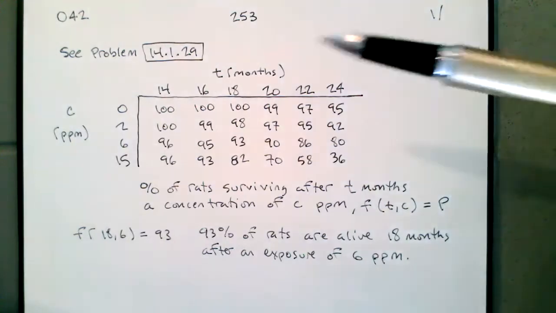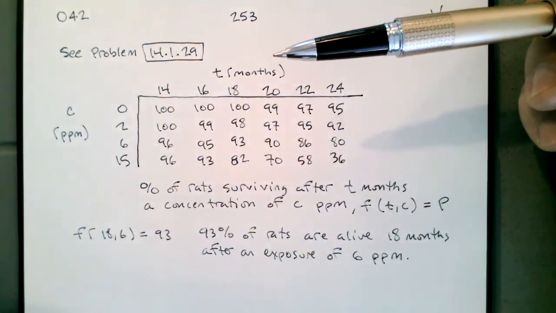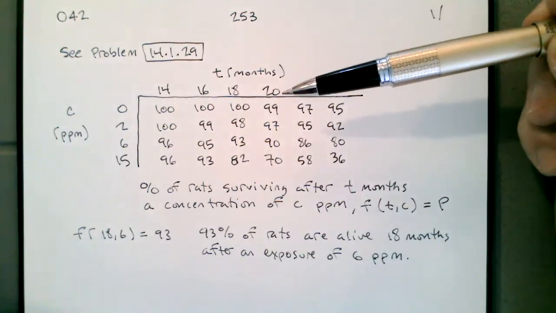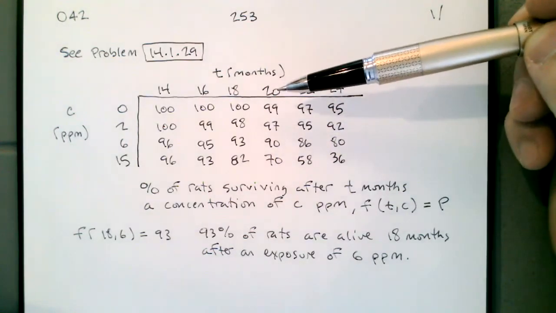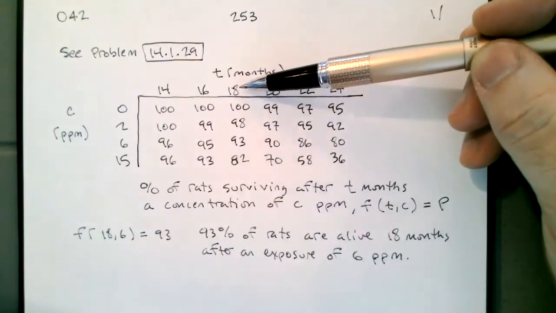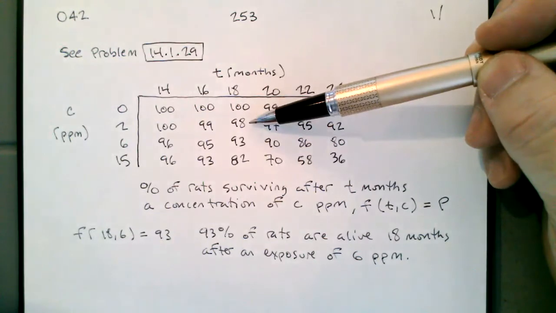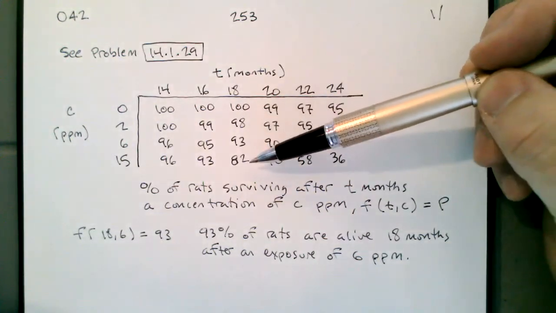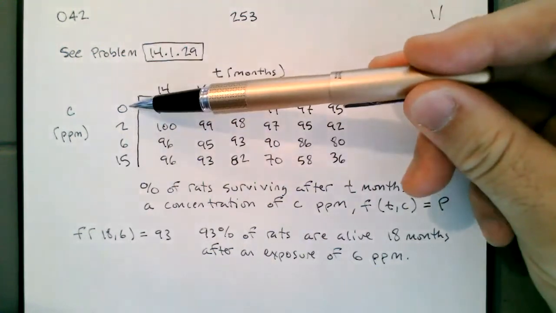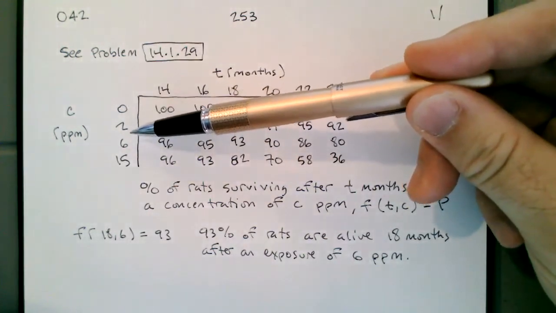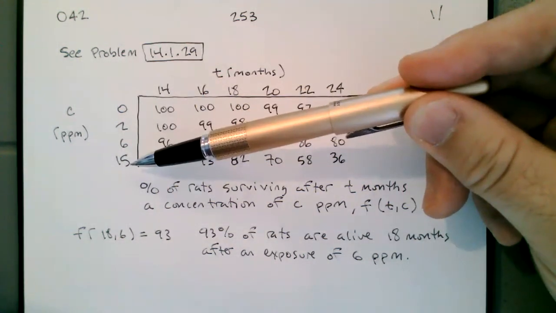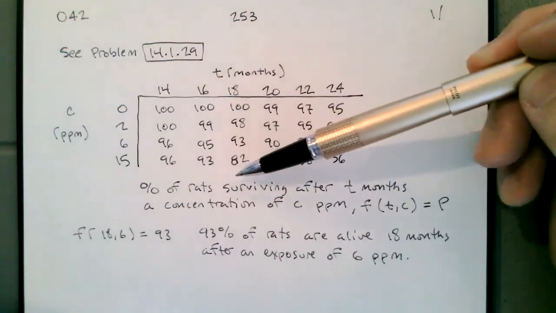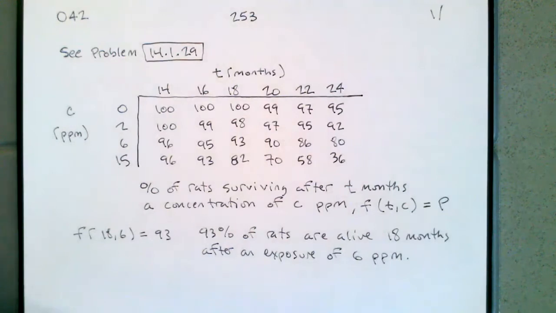So notice that if I pick a fixed value of time, the amount of decrease is not constant. So at a fixed time of 18 months, we go from 100 to 98, and then from 98 to 93, and then from 93 to 82. But then we have to look at how things are changing. It goes from 0 to 2, that's an increase of 2, and then from 2 to 6 is an increase of 4, then from 6 to 15 is an increase of 9 in concentration. So let's just pull out this fixed 18 months and see what we're looking at.